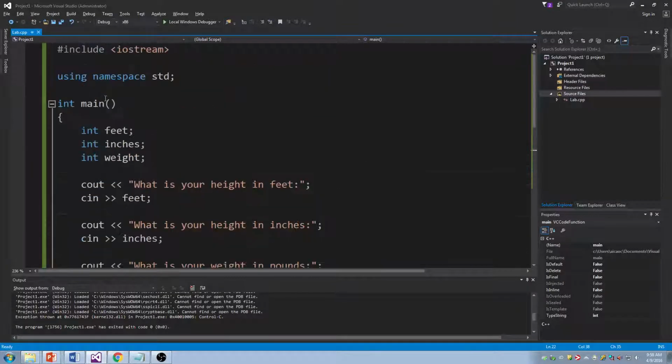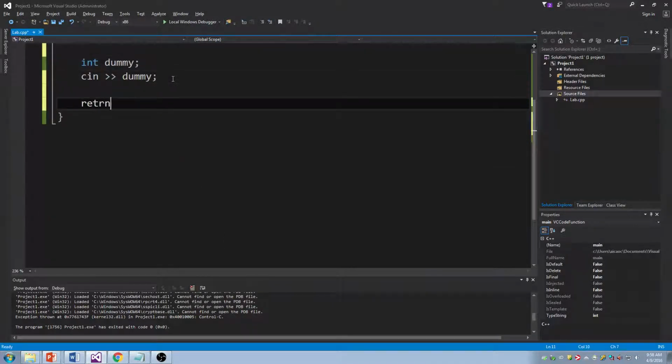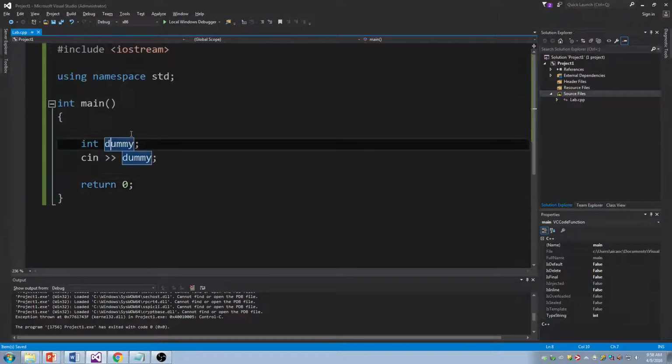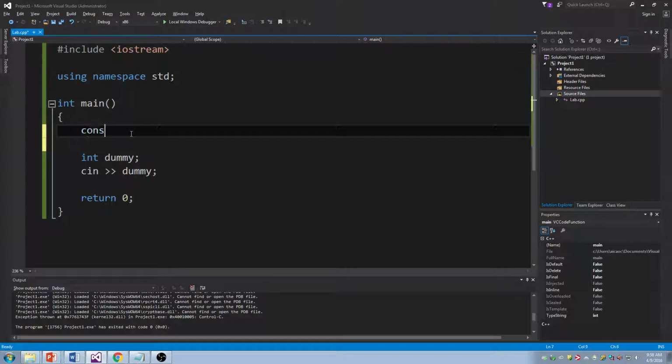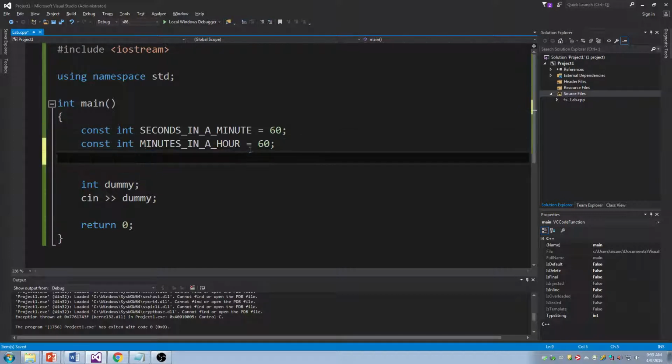Okay. So let's start over from scratch. I'm just going to delete everything I just did. Make sure I have a return 0 here. So let's first create some symbolic constants here. I want to say, hey, let's create an int that is how many, I'm going to do these in caps, seconds in a minute equals 60. Let's create another one that is minutes in an hour. That's also 60. And then hours in a day, 24.